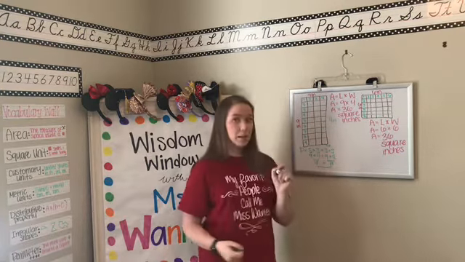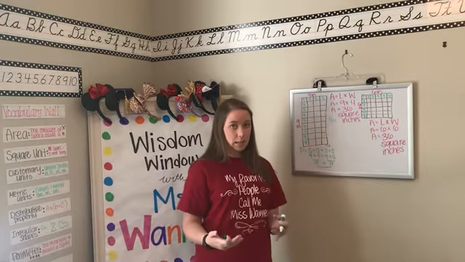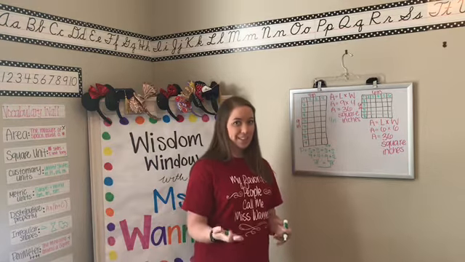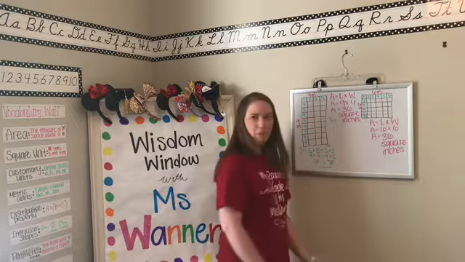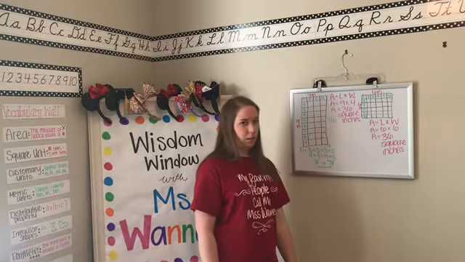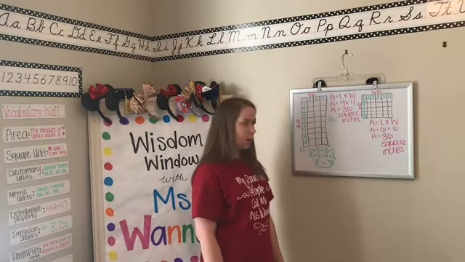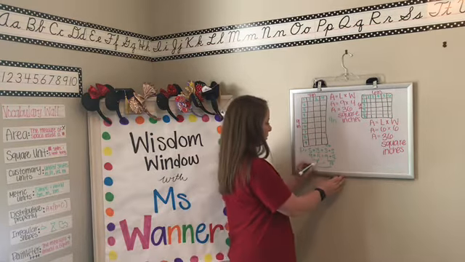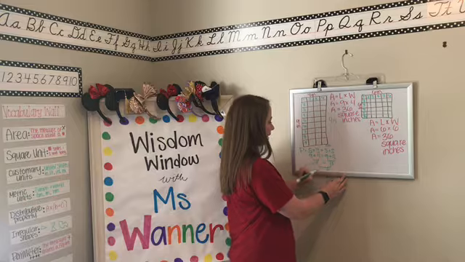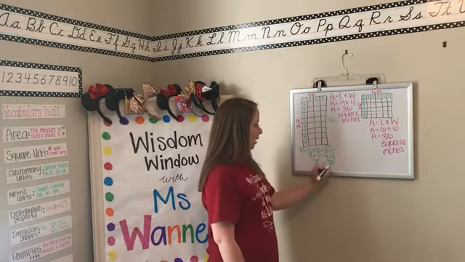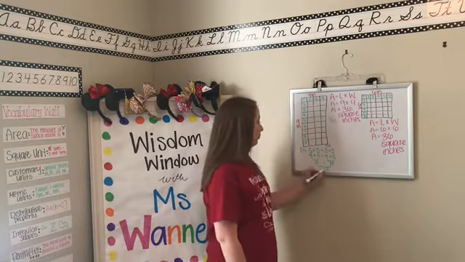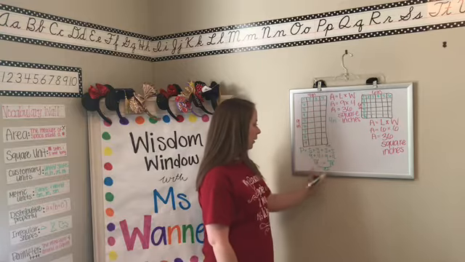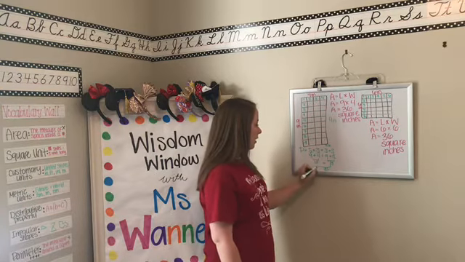And 13 plus 13 is 36. 36? Are you sure? How about we add this a little bit slower? So we have 3 plus 3, and that equals 6. And then we have 1 plus 1 is 2. There we go. All right, so we have 26, and that is our answer.